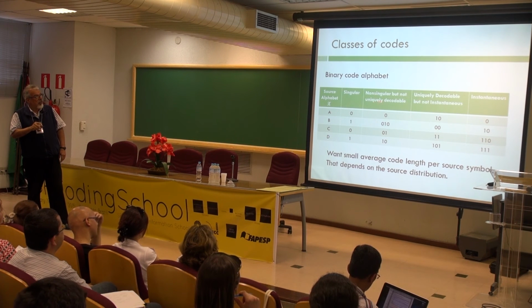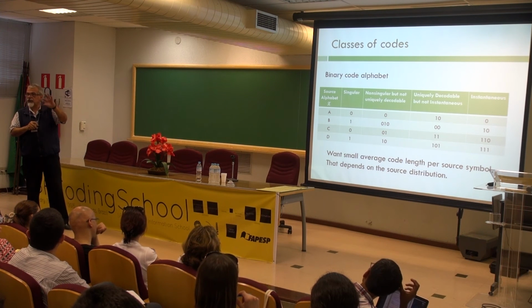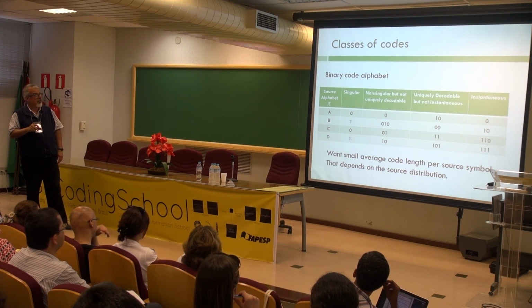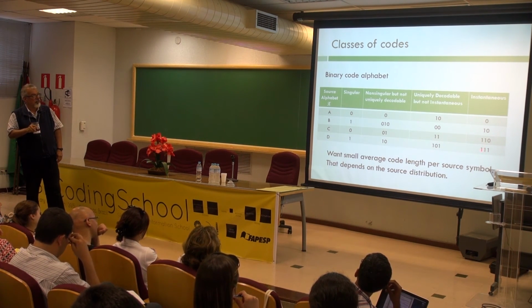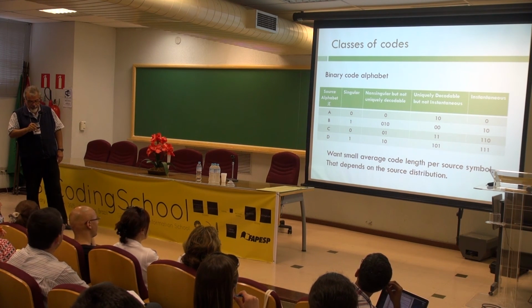Here is a non-singular code, but not uniquely decodable. Why is it not uniquely decodable? 0, 1, 0 could be A... Exactly. You do not know how to parse that sequence appropriately. This one is uniquely decodable, but it's not instantaneous because you have a prefix here: 1, 0 is a prefix of 1, 0, 1. And this one is instantaneous and uniquely decodable, and of course everything else, okay?